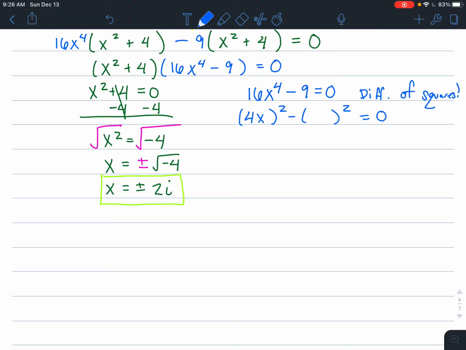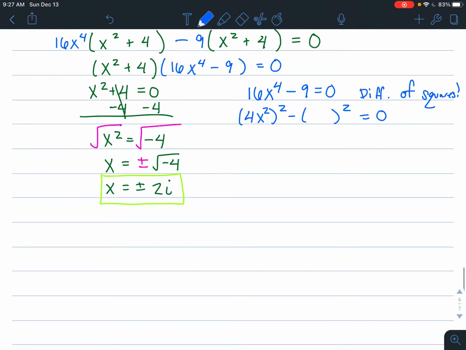So 16x to the 4th, if I want to square something to get that back, right? 4 squared is 16, and x squared would give me x to the 4th, right? Multiply those exponents together. And then 9's pretty easy, right? 3 squared is equal to 9. So then applying my factoring pattern for difference of squares, I just take those 2 terms, put them into both, and then do opposite signs in the middle.